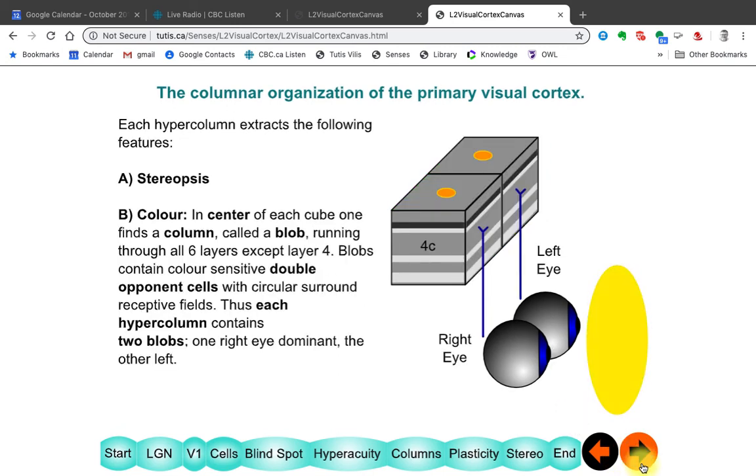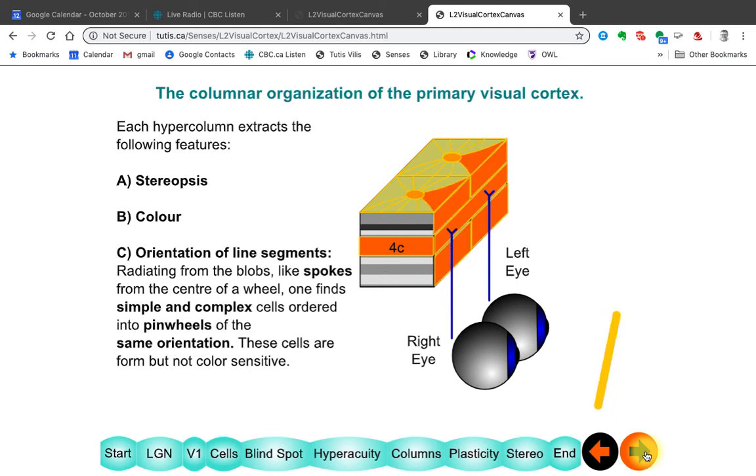The other thing the columns do is see color. In the middle of each of these, except not through layer 4, we have something called, by anatomists, a very striking name, a blob. Okay, that's what they saw, and that's what they named them. And this is where those double opponent cells that we talked about last time are found. They're the ones that truly give you a sense of color.